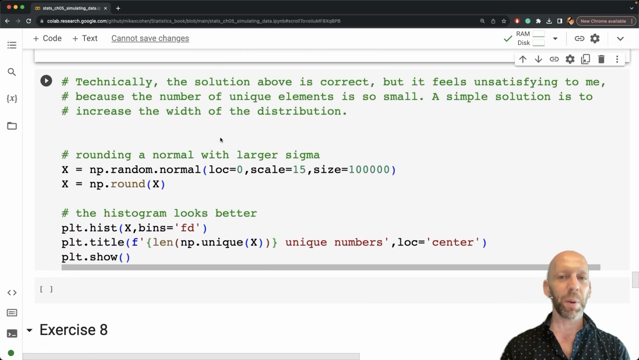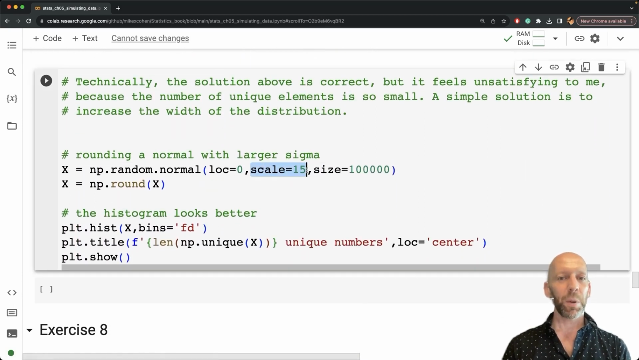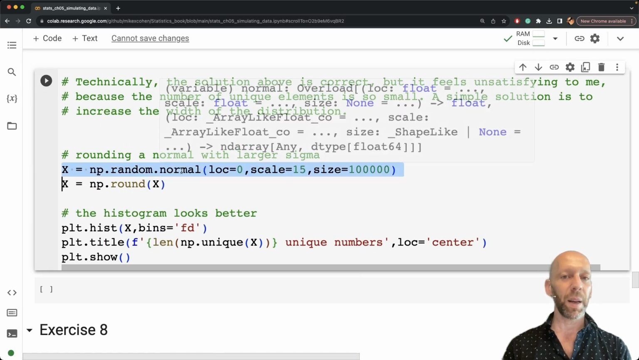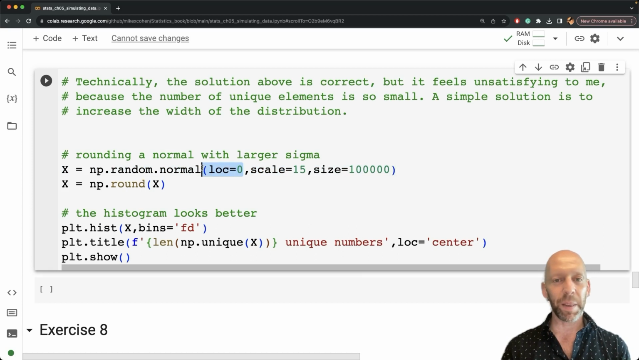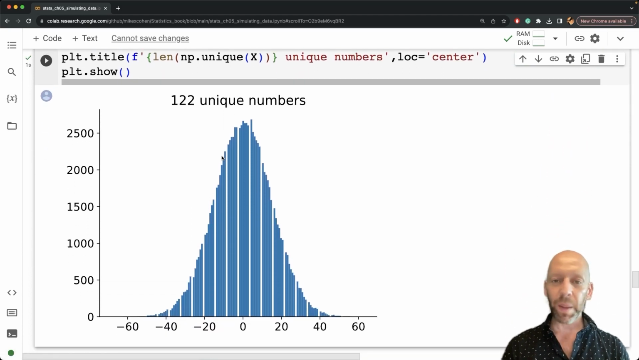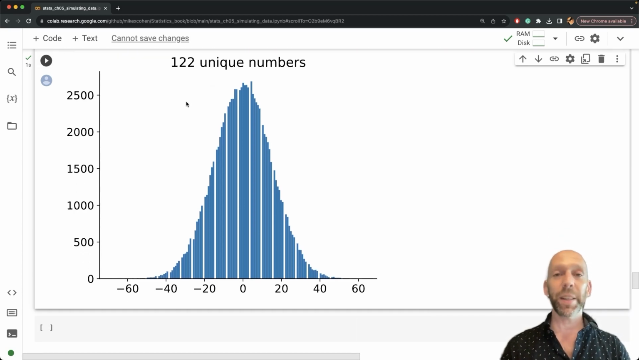So therefore, what I'm going to do is just scale up the distribution. So here I'm creating random normal numbers with a mean of 0, although the mean doesn't actually matter, and a standard deviation that's much higher. So a standard deviation of 15, which is a really wide distribution relative to a standard normal distribution. And then I round those numbers. Okay, so now we can look at the histogram and count the number of unique numbers. To me, this looks much better. There are over 100 unique numbers in this data set. They're all integers. There's no fractions in here, no decimals, all integers. But you can see it has a beautiful, perfectly normal distribution shape.